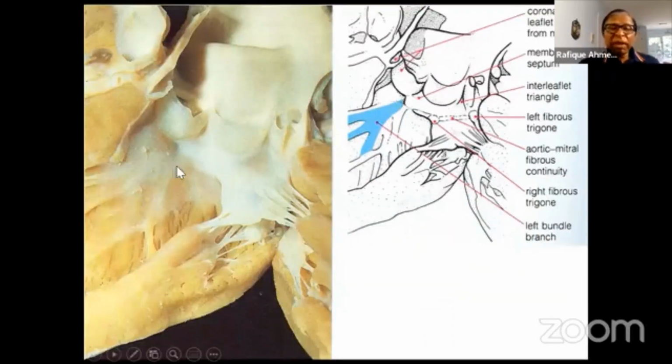So you can see on a specimen these faint streaks. This is where the left bundle is, and it has been drawn here. So histologically, you can find it with dissection.